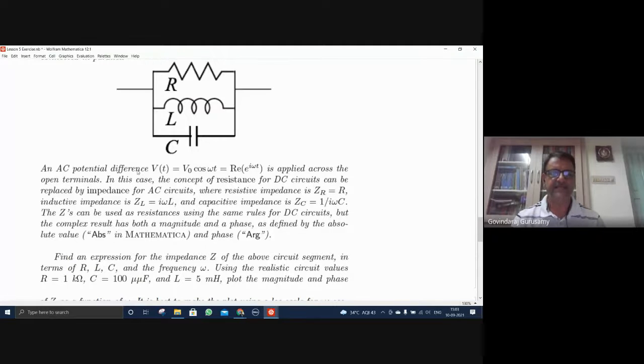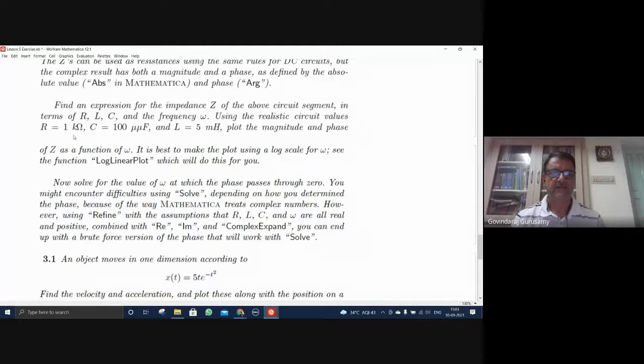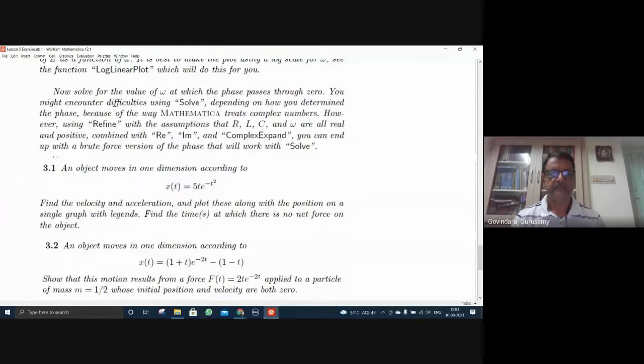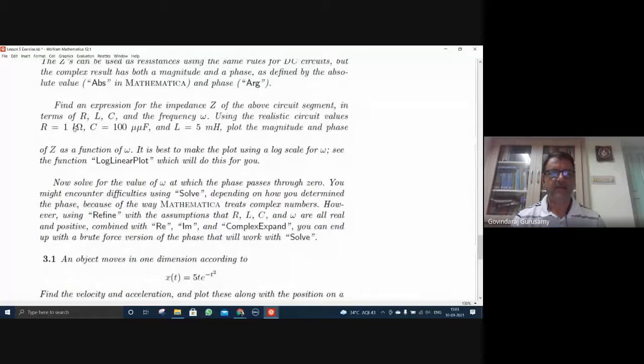If it is a millisecond, how do I select the values for a millisecond? R is 1 kilo ohm. What should be the C value? I have selected 1 kilo ohm. Time constant I want to have is 1 millisecond. How much should be the C value? So now you can see, you realize how much.